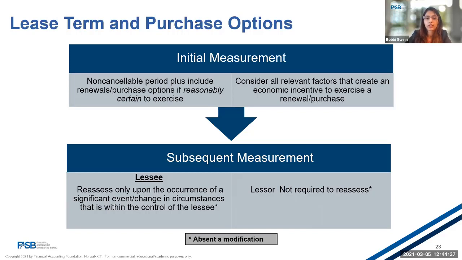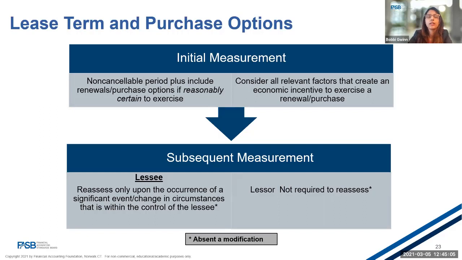Once the lease term is determined, the new requirement for lease term is in the subsequent measurement part, which is to reassess that lease term. So the lessee is required to continuously monitor if any significant event or change in circumstances within the control of the lessee occurs, which would change its assessment of whether it's reasonably certain to exercise an option that it has.